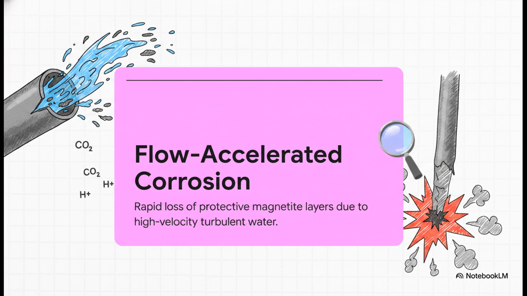Over time, your steel pipes build up this nice protective oxide layer called magnetite. But in areas with high-velocity turbulent water, like your low-pressure economizers and elbows, the sheer physical force of the water combined with the low pH from those carbon dioxide anions literally strips that protective layer away as fast as it can form. The pipe just keeps thinning out from the inside until it violently ruptures.